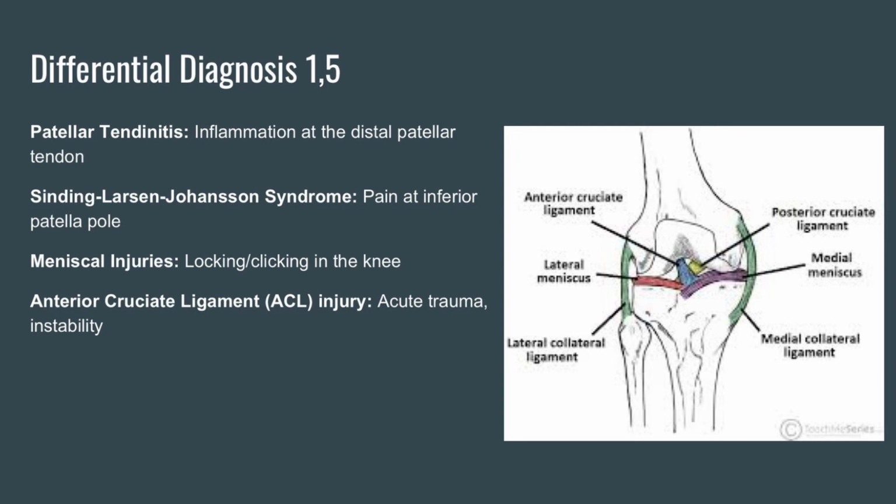And then with ACL tears, that's going to provide that knee instability. So we learned about those special tests to differentiate those, like the anterior Lachman or anterior drawer test. So that's how you would see that instability, and you would rule out OSD if they were positive on those tests.